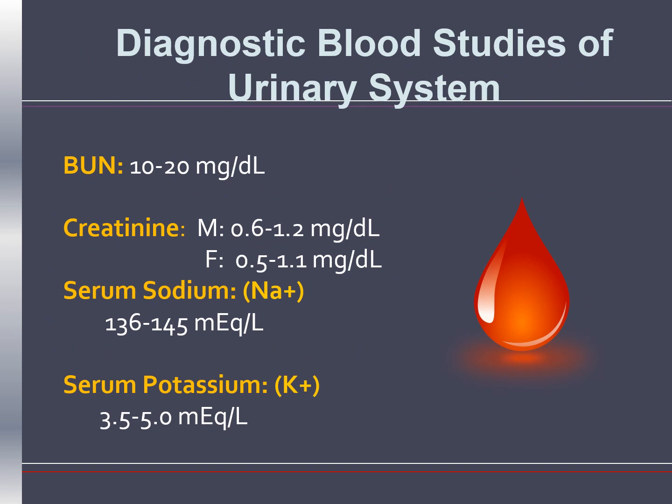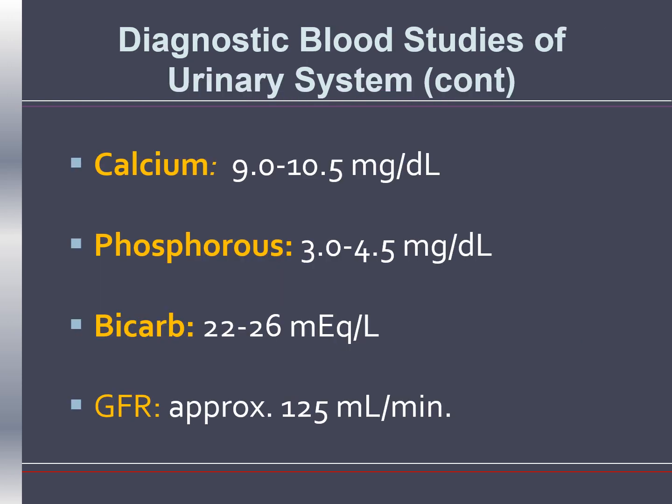Other important blood studies to know for the urinary system is your BUN, which is used to detect renal problems, your creatinine, which is more reliable than BUN as a determinant of renal function. Creatinine is the end product of muscle and protein metabolism and is released at a constant rate, where BUN can fluctuate a little bit more. Your sodium levels are important to know, and your potassium levels. Other important labs to know are your calcium, phosphorus, bicarb, and your GFR.